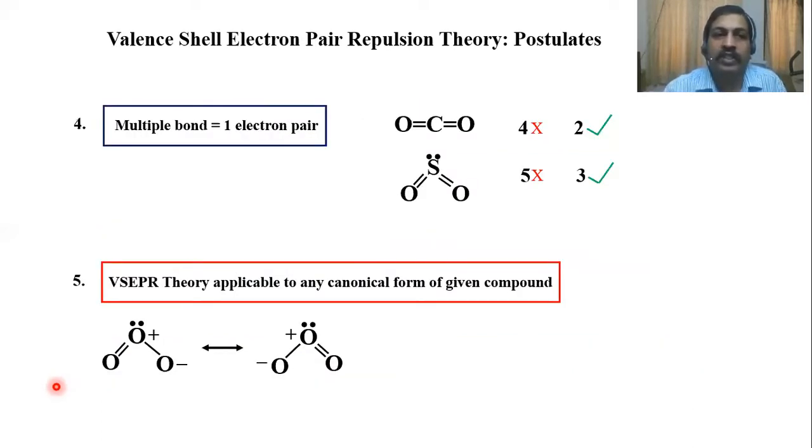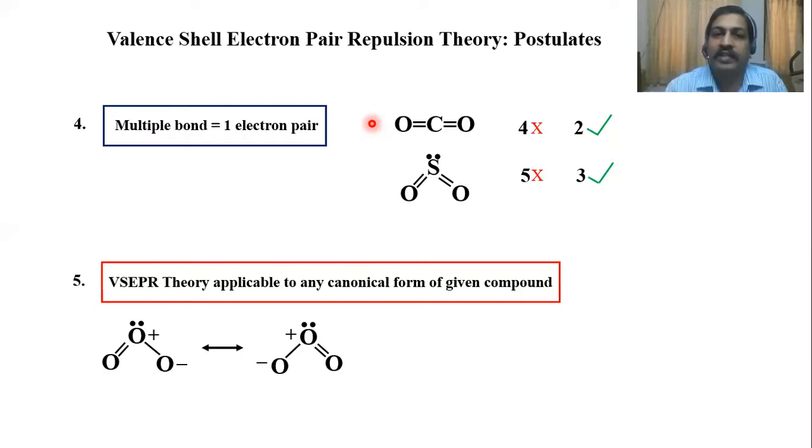Fourth postulate: a multiple bond should be counted as a single electron pair. For example, in carbon dioxide, there are two carbon-oxygen double bonds. So the number of electron pairs around carbon is 4. However, while applying this theory, we must not count it as 4. We must count each double bond as a single electron pair. So the number of electron pairs around carbon must be counted as 2.